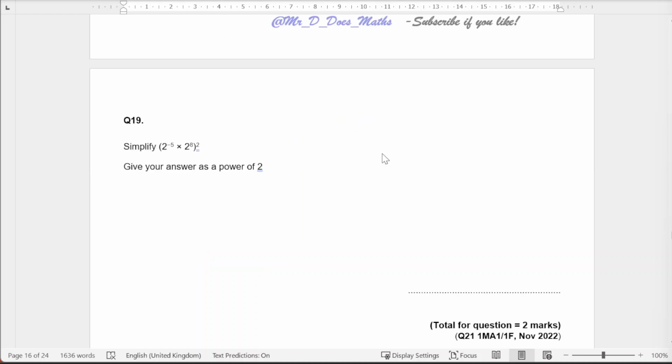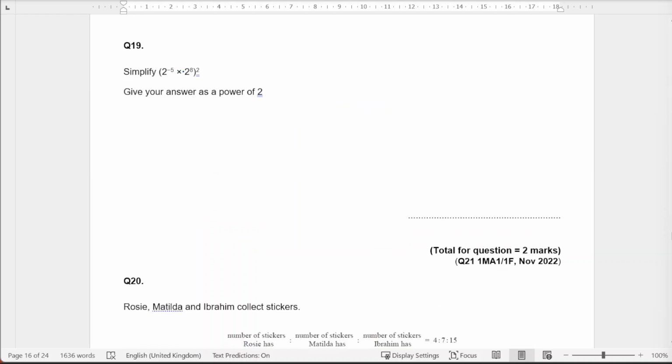Okay, question 19. Simplify, giving your answer as a power of 2. So I'm going to simplify the bracket first of all. So when you multiply, you add the powers. So that's going to become 2 to the power 3 plus 2, sorry, which is going to give you 2 to the power 6. 2 to the power 6.